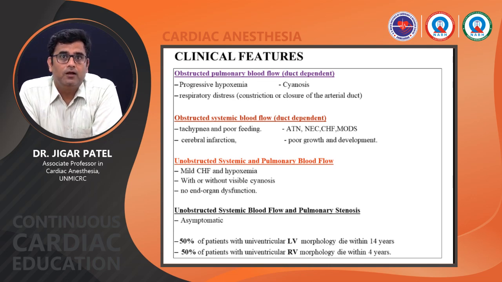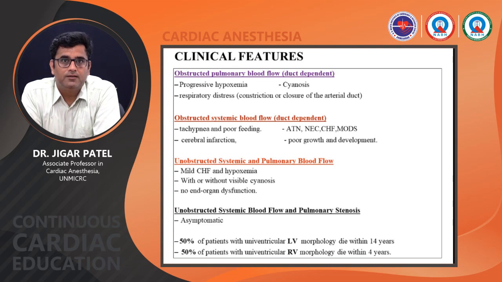The fourth group is patients with unobstructed systemic blood flow and mild pulmonary stenosis. So they are asymptomatic and have a protective pulmonary vascular bed due to pulmonary stenosis, and they present late, around 2 to 3 months of age.